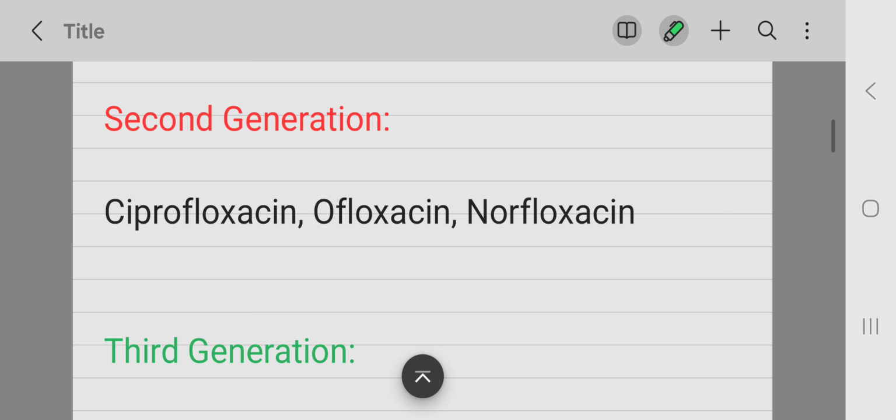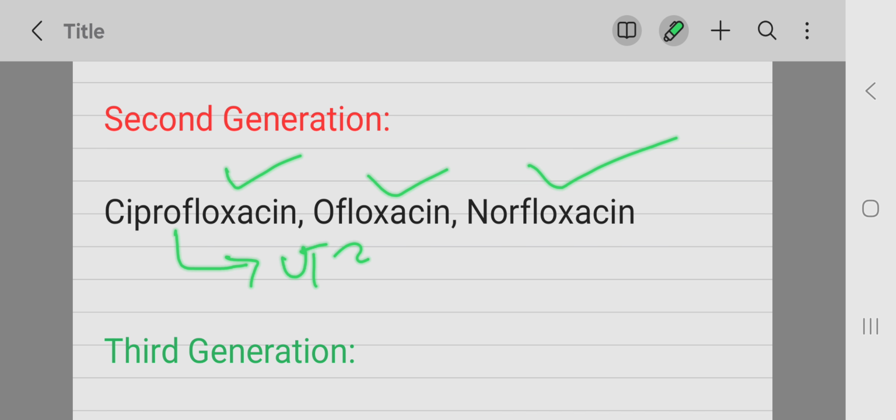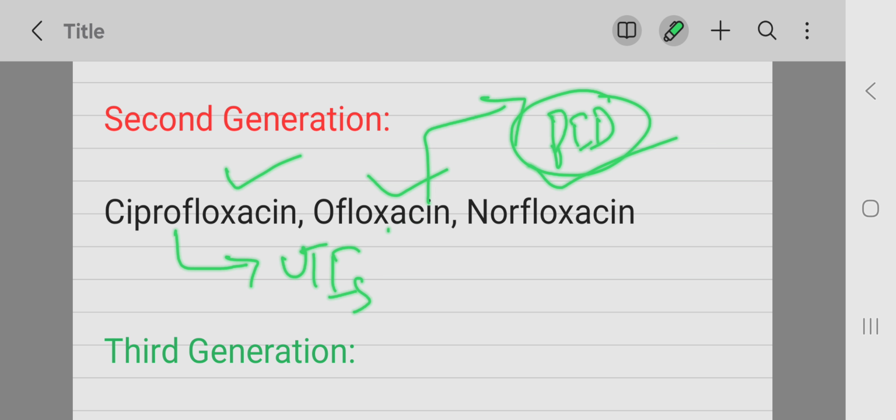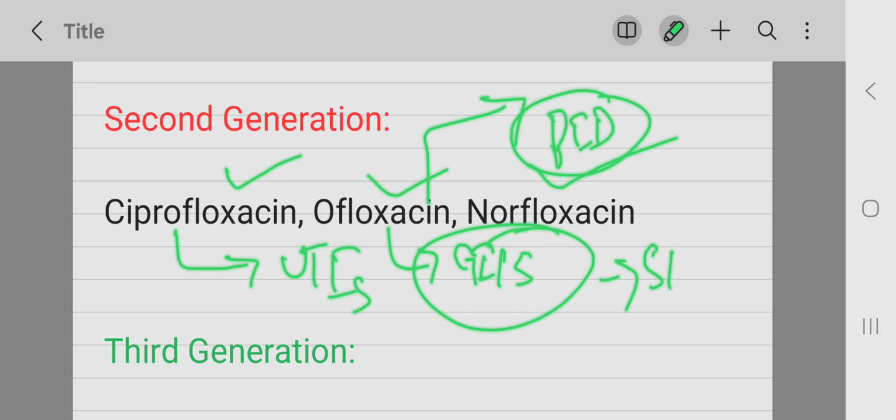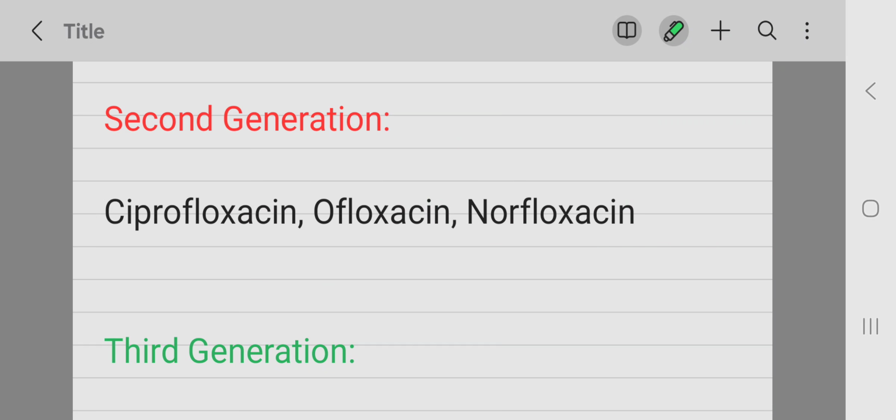Then second generation: ciprofloxacin, ofloxacin, norfloxacin. Ciprofloxacin is mostly used for urinary tract infections, and ofloxacin is mostly used for pelvic inflammatory disease, etc., and also for GIT infections like spontaneous bacterial peritonitis. For its prophylaxis, we use ofloxacin and norfloxacin, etc.